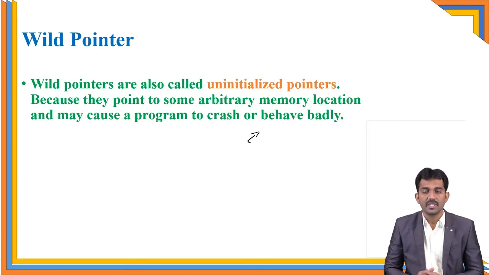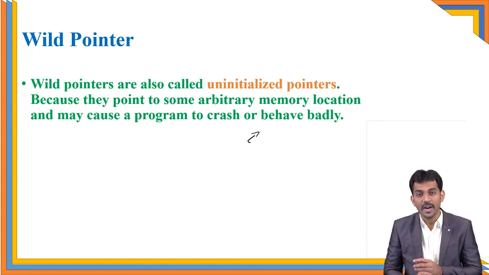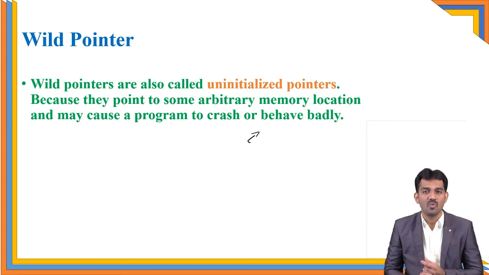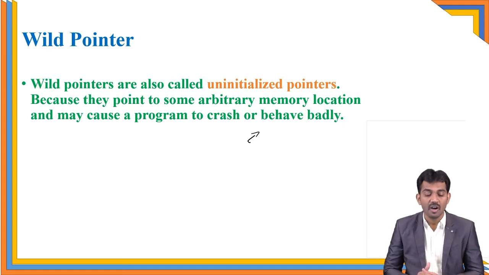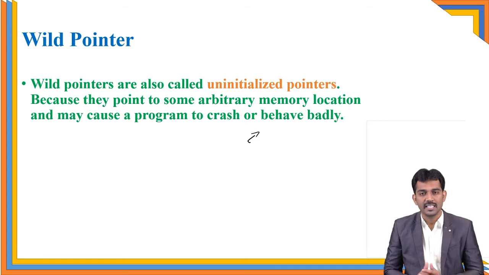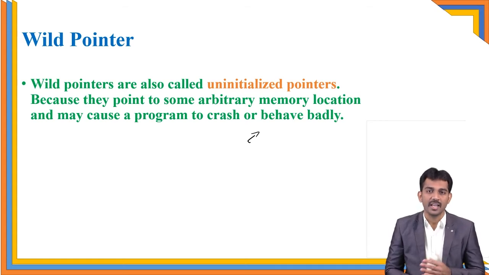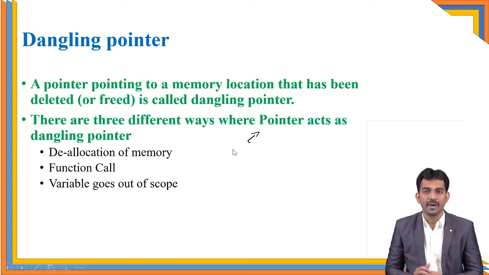And wild pointer. A wild pointer is also called an uninitialized pointer. See, just now you saw the null pointer, right? Null pointer means you assign a null value. But if you didn't assign anything, then it's called a wild pointer, because it points to some arbitrary memory location and may cause a program to crash or behave badly. You get a garbage value or you will get an error also. Is this clear?